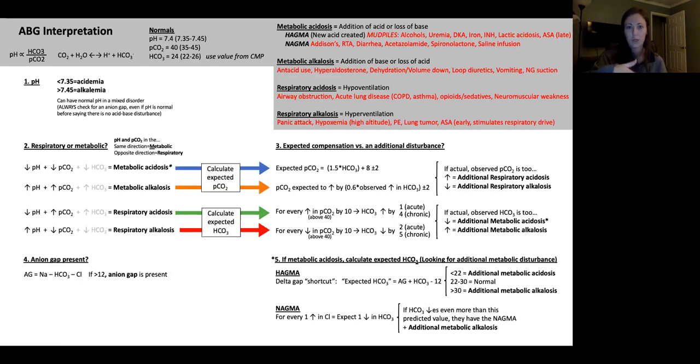As a general rule, if it's a metabolic disturbance, you have either lost an acid or gained more of a base, or vice versa. Respiratory disturbances are basically that you're breathing too much or too little. So hypoventilation or hyperventilation are going to be all your causes of respiratory acidoses and alkaloses.